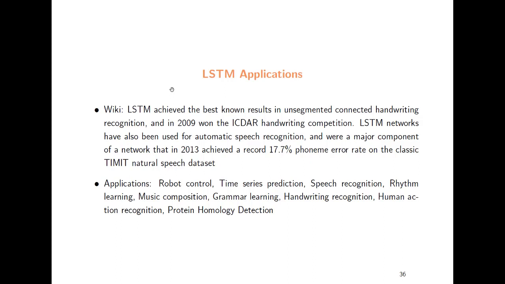So here it's a quote from Wikipedia. LSTM achieved the best known results in unsegmented connected handwriting recognition, and in 2009 won the ICDAR handwriting competition. LSTM networks have also been used for automatic speech recognition and were a major component of a network that in 2013 achieved a record 17.7% phoneme error rate on the classic TIMIT natural speech data set. And they're used in a lot of applications like robot control, time series prediction, speech recognition, rhythm learning, music composition, grammar learning, handwriting recognition, human action recognition, protein homology detection.